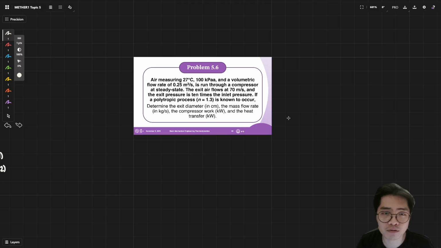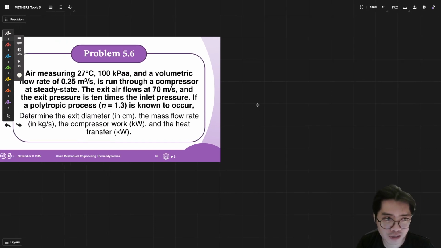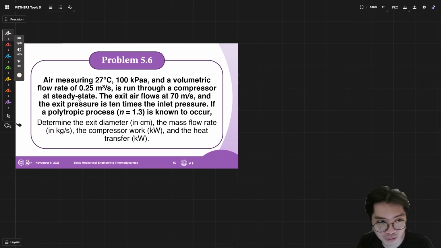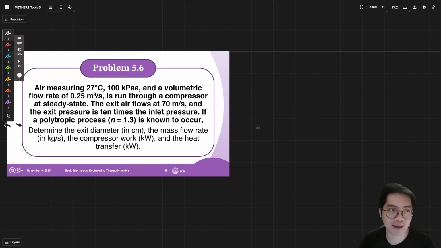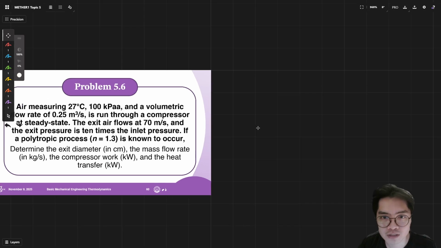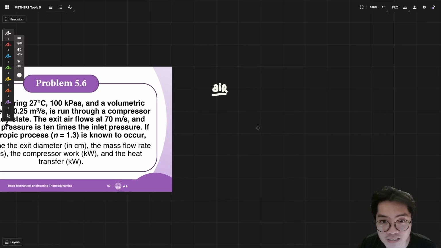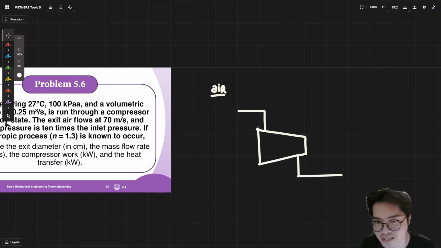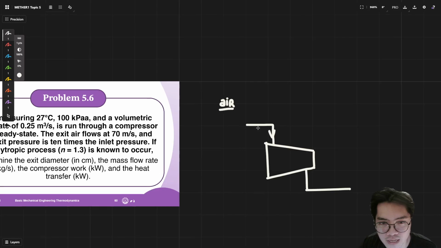There are going to be a few things in here that change, especially because we're talking about air now. And because we're talking about a polytropic process, a lot of things are going to have to happen. Let's take into account that this is air. A lot of things are now possible, and a lot of the formulas can now be changed.